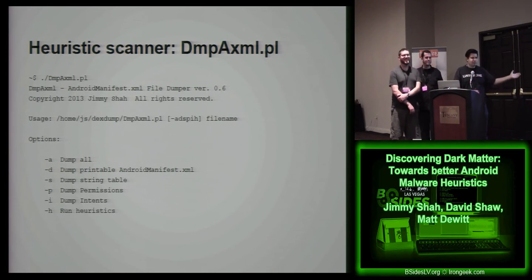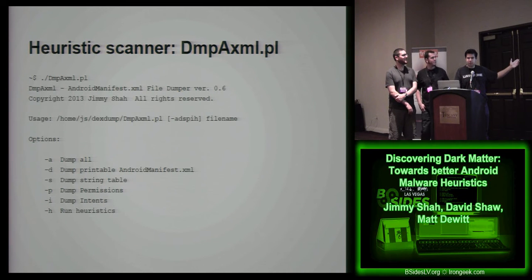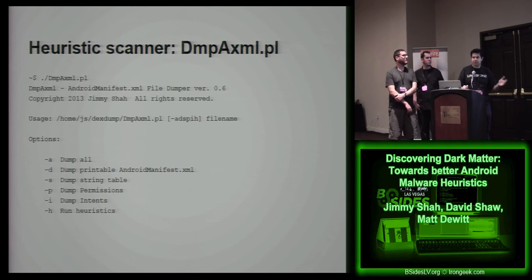The actual tool itself is DmpAxml. It should be on Assembly, I think. I might have to release it, it might still be private. The tool itself is pretty straightforward. You can dump out a printable version of the Android manifest XML, since if you just unzip an APK by itself, you end up with a binary XML version of the Android manifest XML.